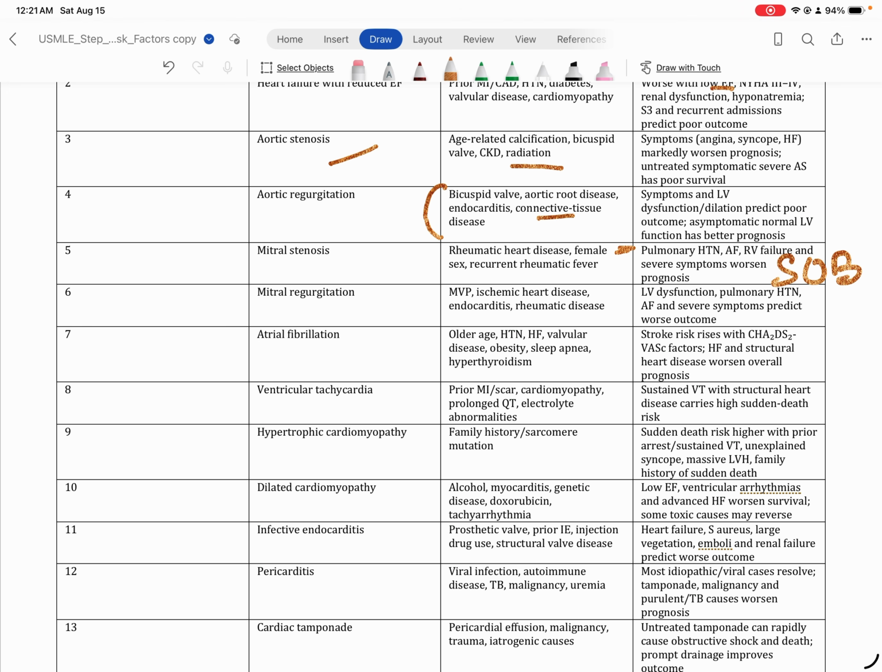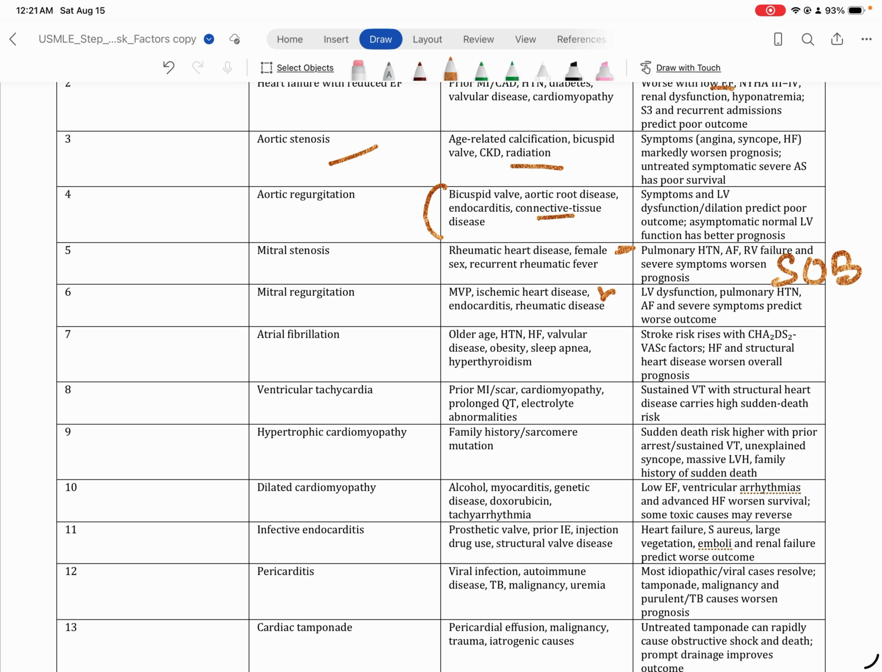The sixth condition is mitral regurgitation. Risk factors for mitral regurgitation are mitral valve prolapse, ischemic heart disease, endocarditis, and then rheumatic disease. Prognosis of mitral regurgitation is worse with left ventricle dysfunction, pulmonary hypertension, atrial fibrillation, and severe symptoms that predict worsening of outcome.